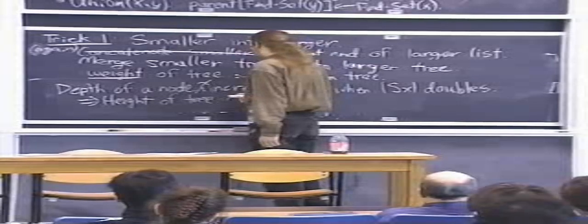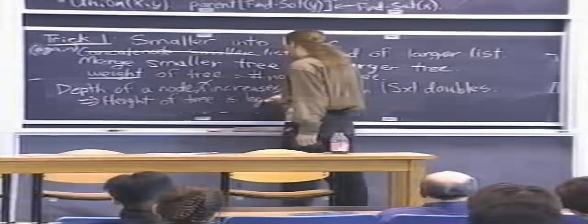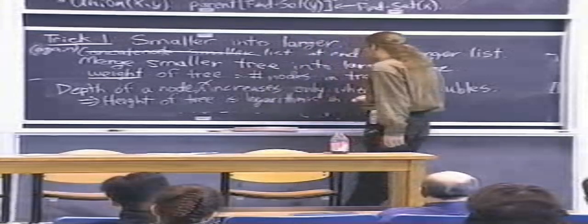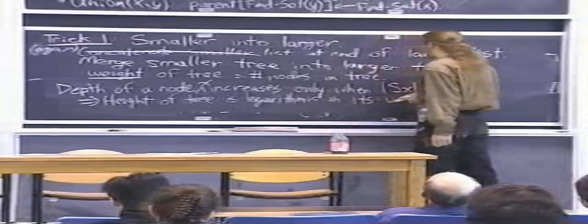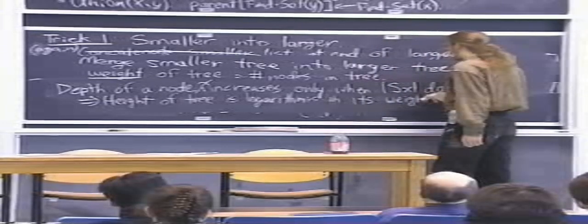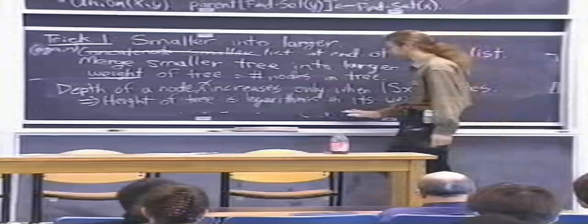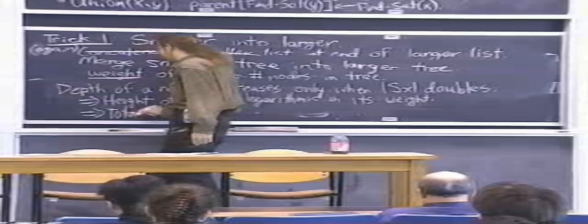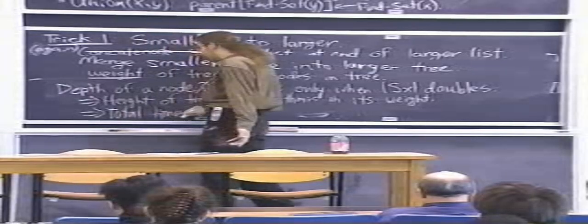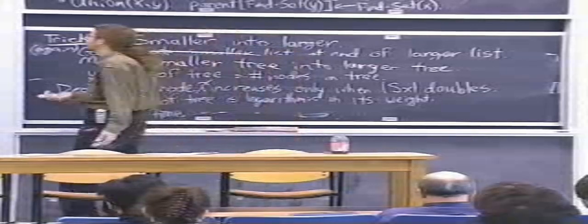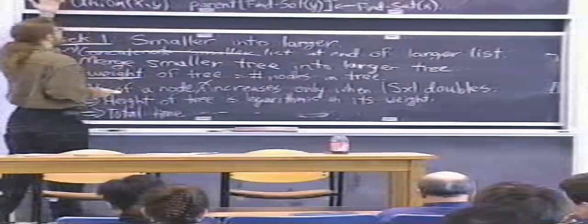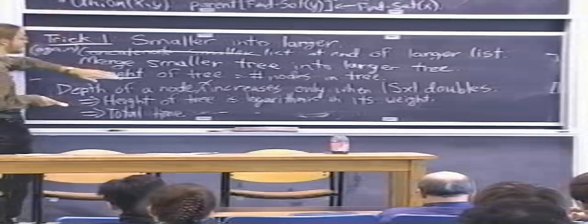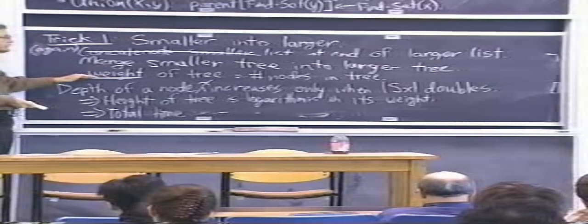The point is now the height of a tree is logarithmic in its weight, in the number of elements. Okay, so that means the total time taken by this data structure... if the height is logarithmic, that means that the depth of every node is logarithmic, so find set takes logarithmic time. Unions take constant time, right? As long as I augment to store the weight, I can do this in constant time.